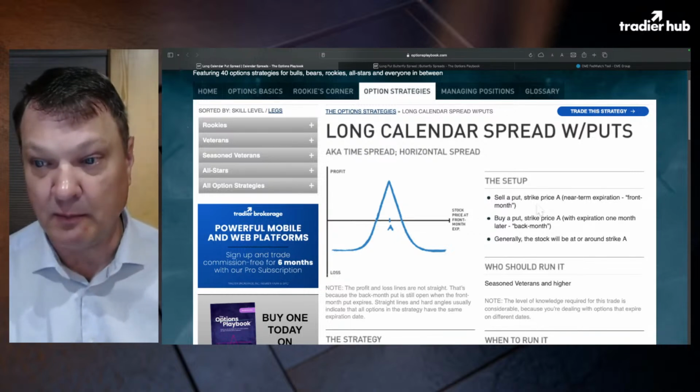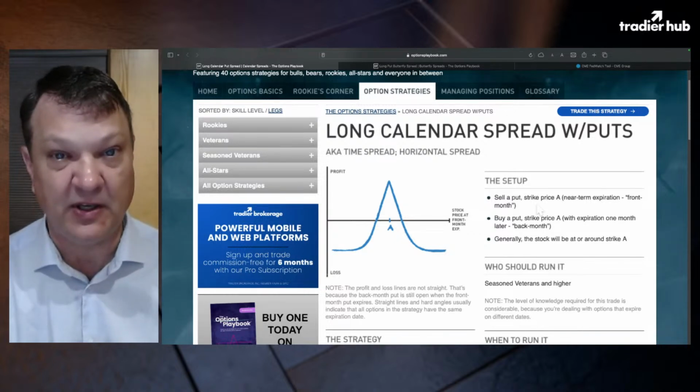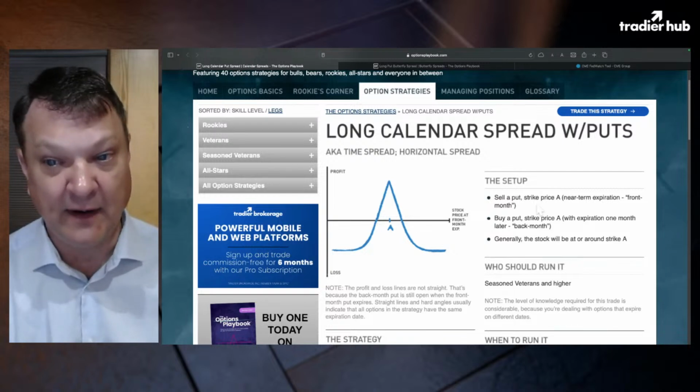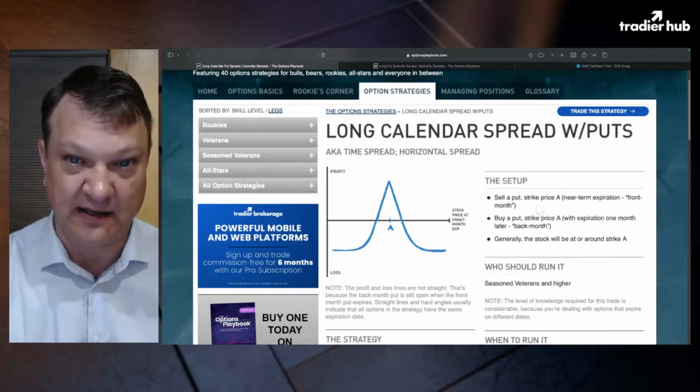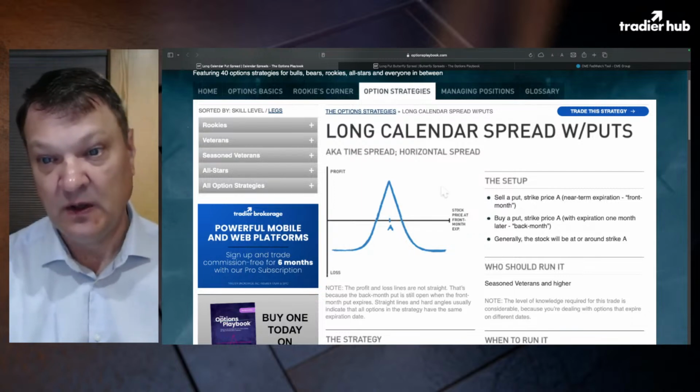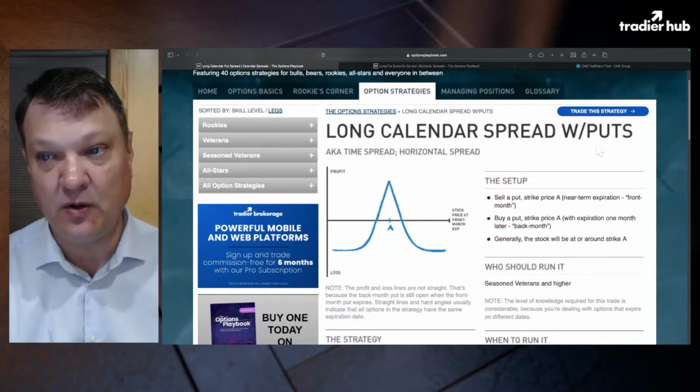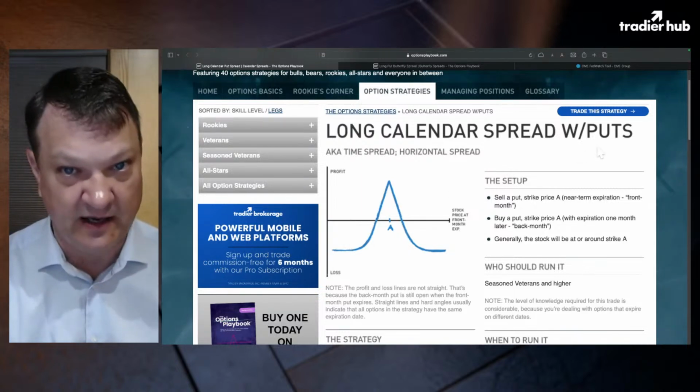Obviously, you can remain long, but that would purely be speculative. If I'm doing those type of trades, I'm actually looking at the diagonal, which you can check out inside the options playbook. So let's do the long calendar spread with puts in the SPX.